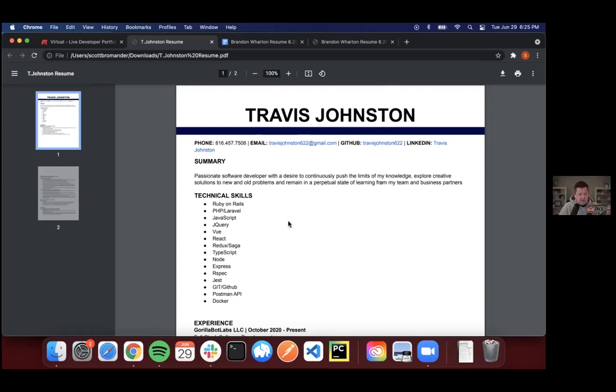Next up is going to be the summary. I might go up here and say, passionate software developer with a desire to constantly push the limits of knowledge, explore creative solutions to new and old problems, and remain in a perpetual state of learning for my team and business partners. Super exciting. Business wise, I want just a splash of personal, something like, what kind of tech do you like? Software developer is kind of the high level generic. What about software engineering do you get excited about? Like passionate backend developer, passionate API developer and designer, something like that. Just a little splash of personal would really help me out.